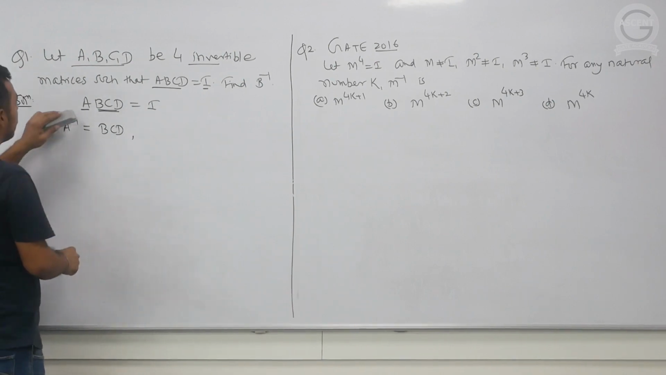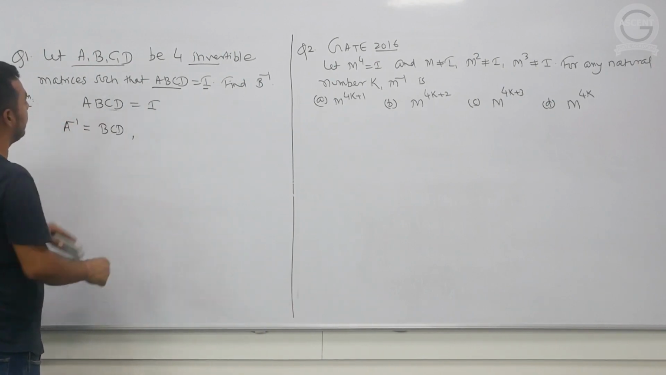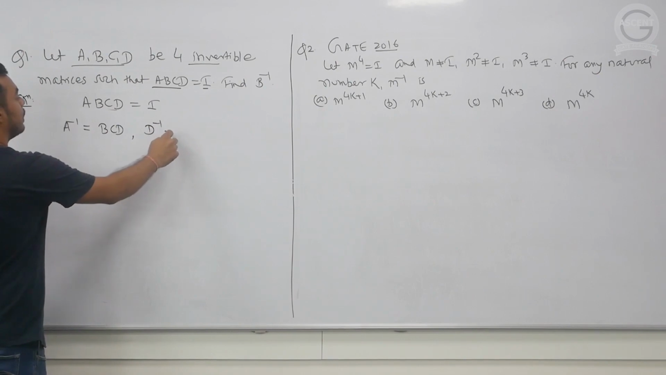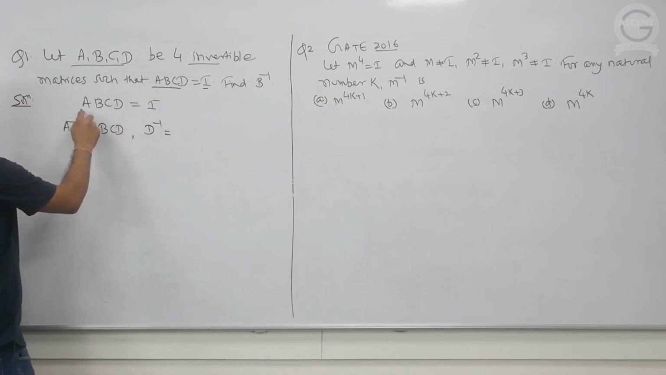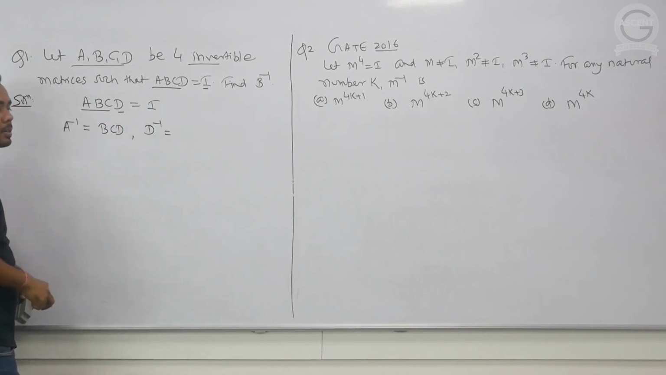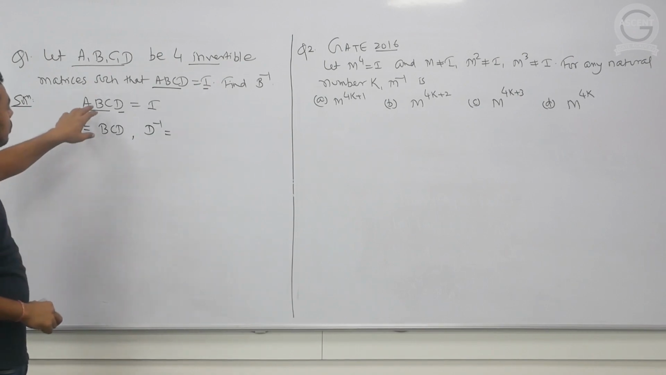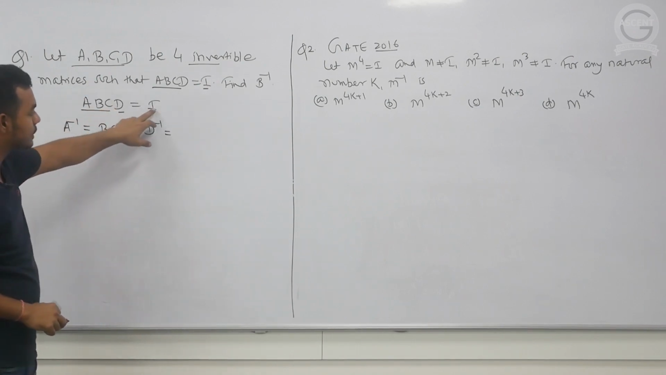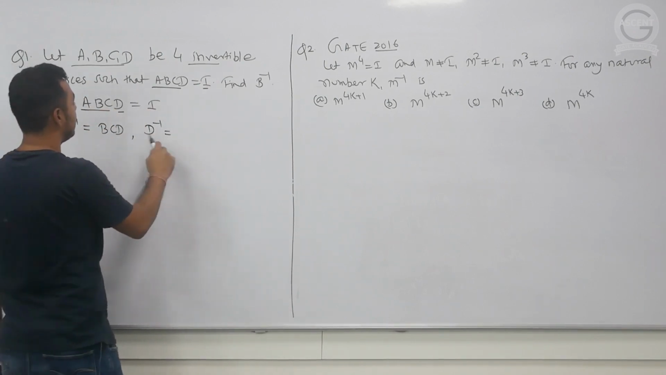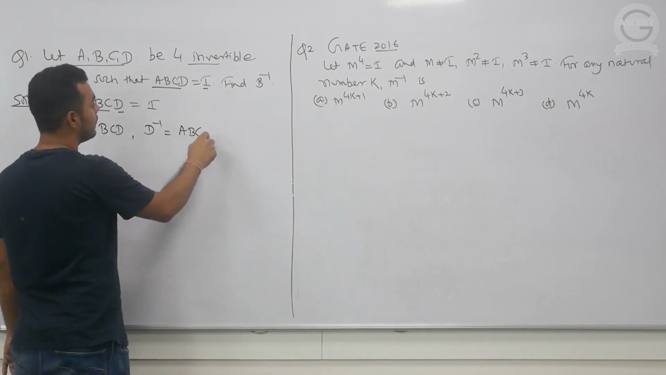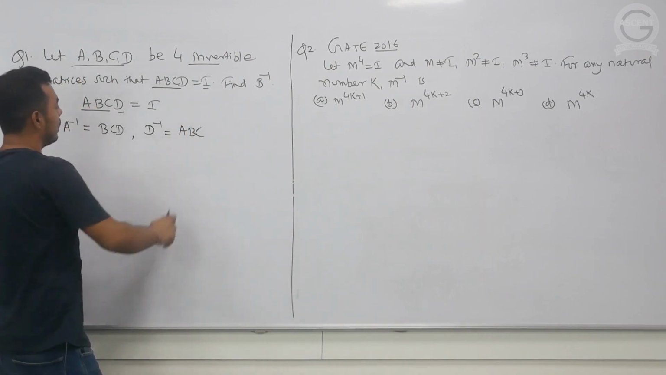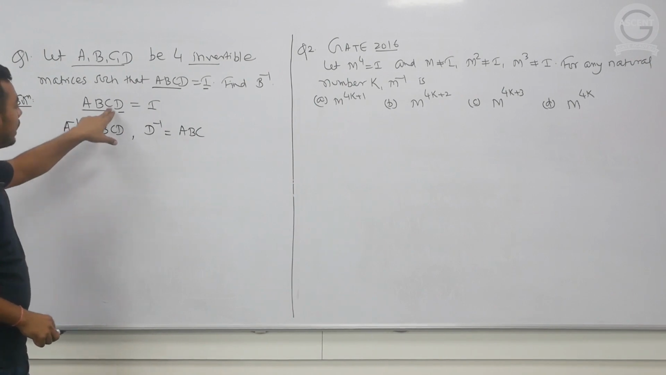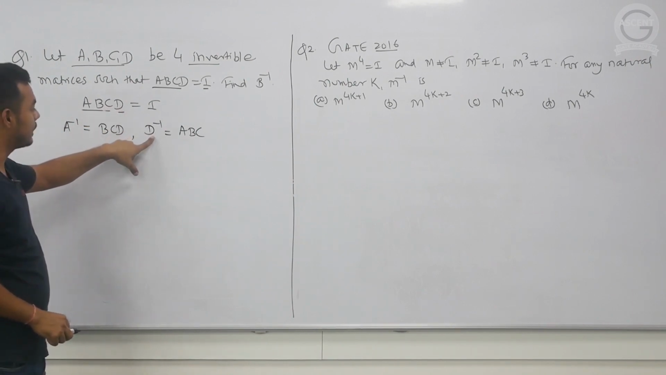The second type of problem that is asked is find inverse of matrix D. Now you can see that one matrix is ABC, another matrix is D, and the product of these two matrices, ABC into D, is identity matrix. So this means D inverse will be ABC. So if these types of problems are asked, either A inverse, then you can directly write BCD. If the question is find D inverse, then you can directly write ABC.